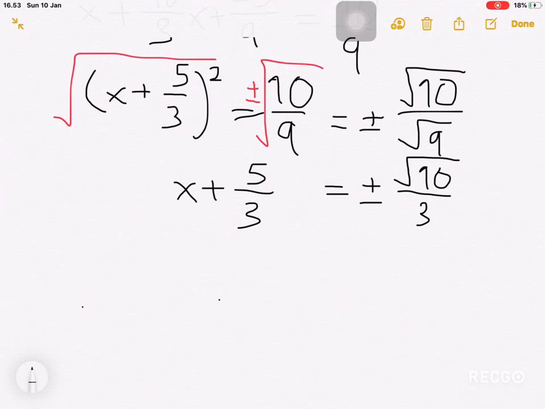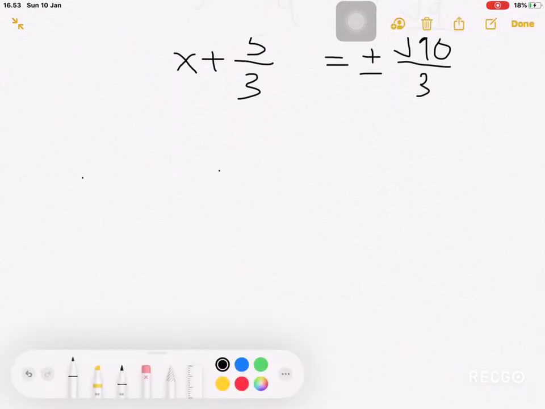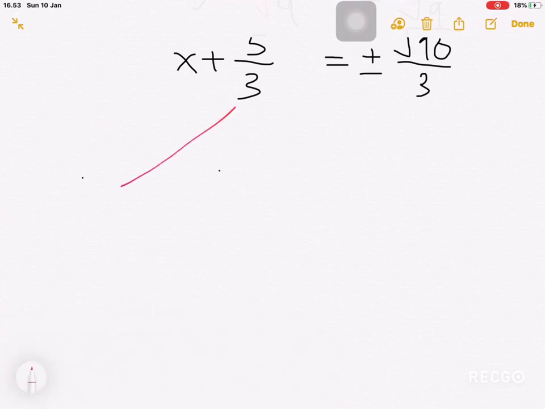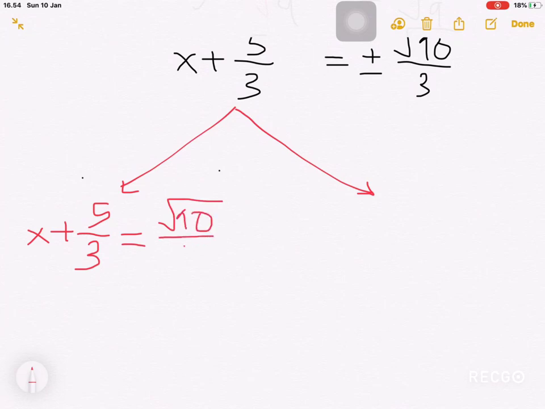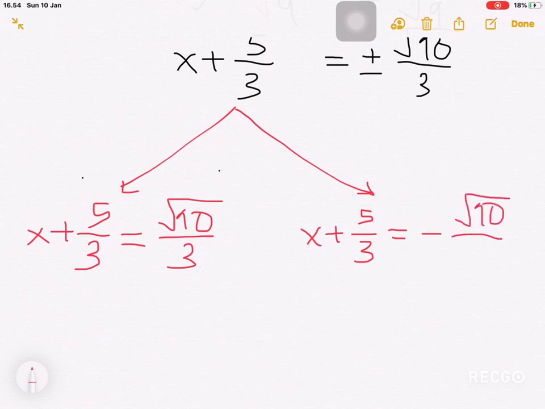Alright, and next we're going to divide this into both cases. I'll just write this in red. I'll just put 2 arrows right here. So for the first case, for our first x value, we're going to take the positive version of our equation right here. And for the second x value, we'll take the negative version right here. You'll see. There we go.